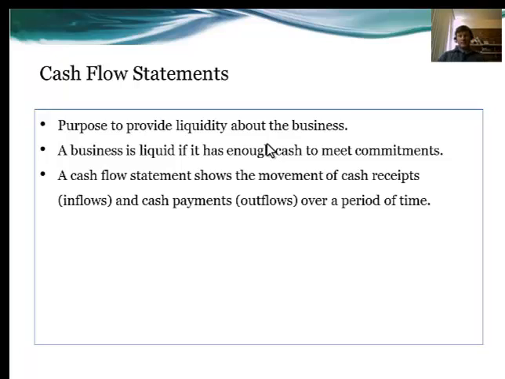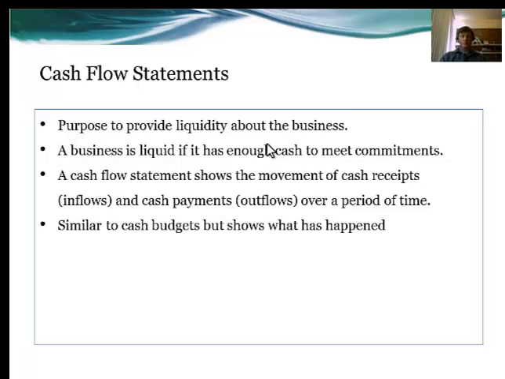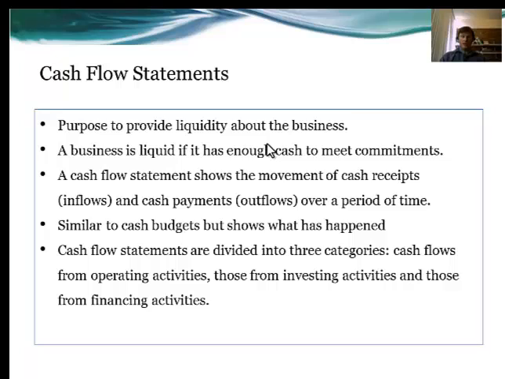The cash flow statement shows the movement of cash receipts, what we call inflows, and cash payments, outflows, over a period of time. It's very similar to a cash budget, but it shows what has happened as opposed to a cash budget which shows what will happen. Cash flow statements are divided into three categories: cash flow from operating activities, cash flow from investing activities, and cash flow from financing activities.